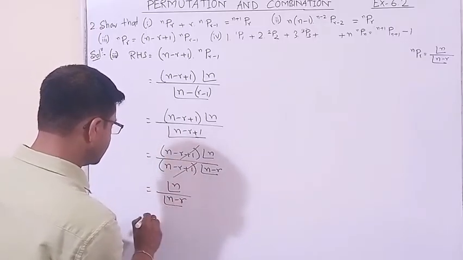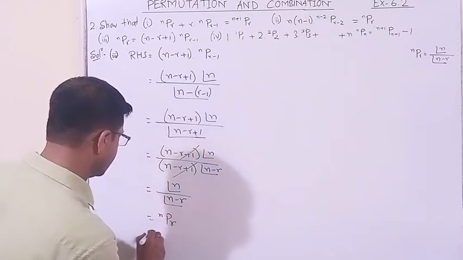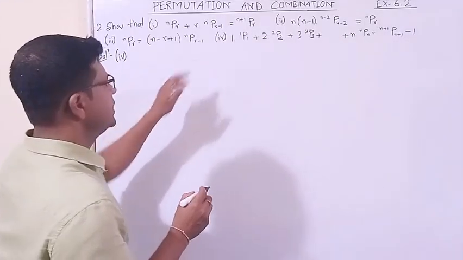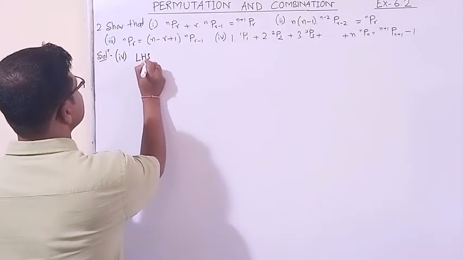Factorial n minus r. From here, what can we get? This is nPr. This is the left hand side. Understood? Now let us discuss number 4. Only this is left. Let us take the left hand side. This sum is a little bit different.